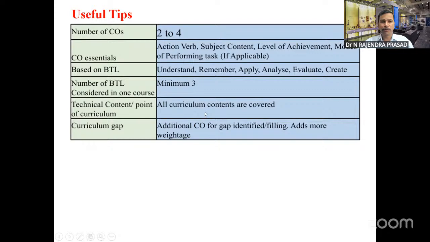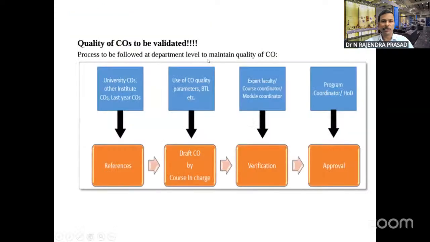Then the technical content with respect to curriculum content should be covered. If you have 4 COs, all 4 COs should cover the whole unit, whole paper. All 4 units present in the paper should be covered to write the 4 COs or 5 COs or 2 COs. So curriculum content needs to be covered. You should not leave that. Then curriculum gap should be addressed. In order to address this curriculum gap, one additional CO you have the autonomy to interpret. So these are some useful tips you can follow always while writing the CO.